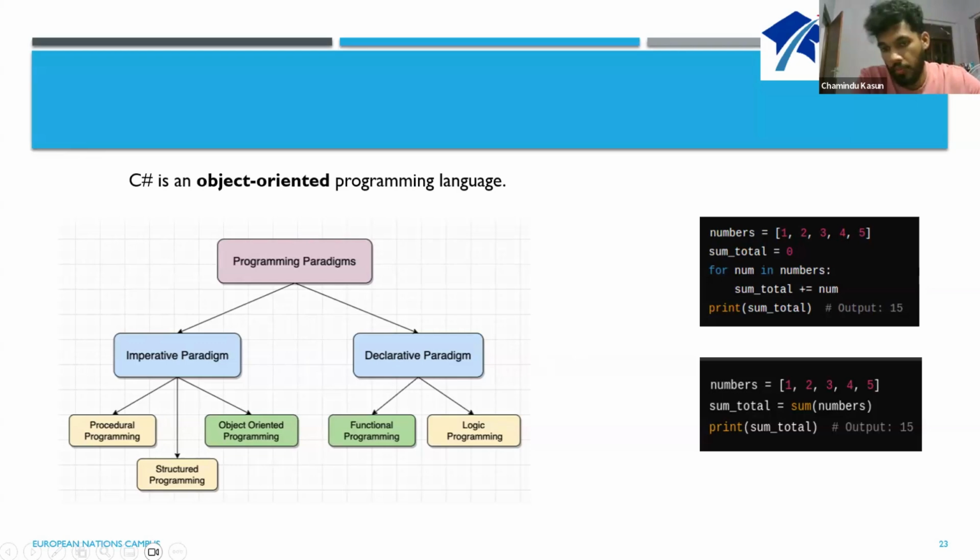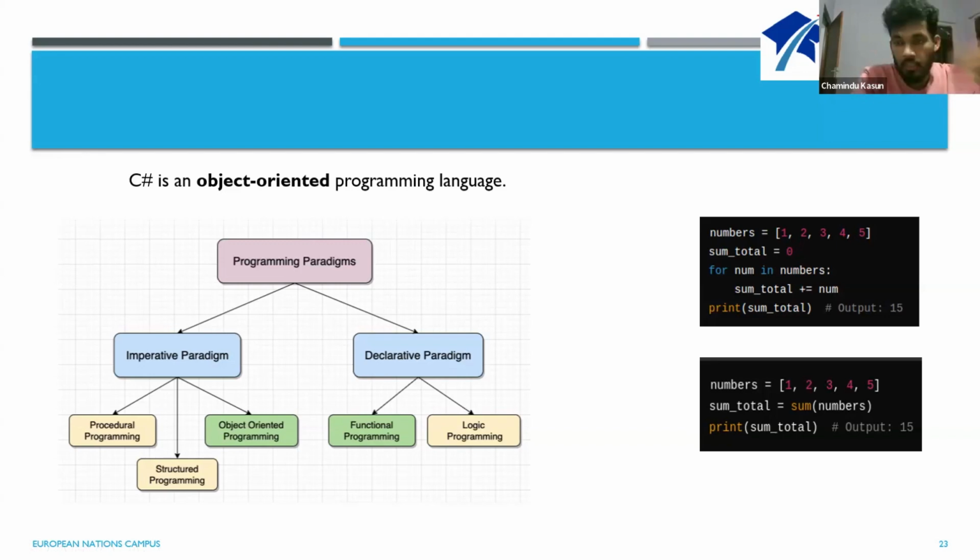Then there's declarative programming. Declarative programming means we tell the computer what we want. In this example, you can see there is an array, and we say we want the sum of the numbers and print the total, right? We only say we want the sum. So we tell what we want.